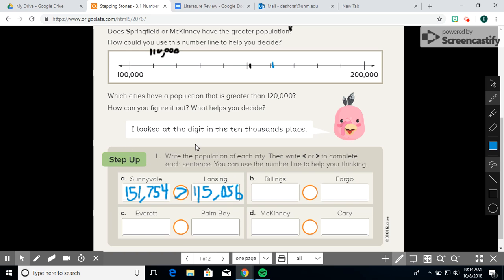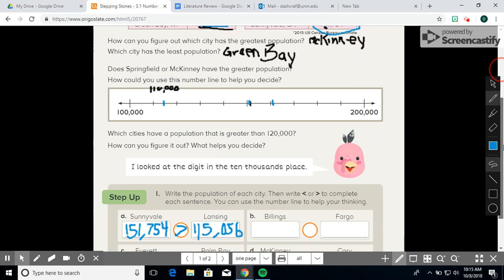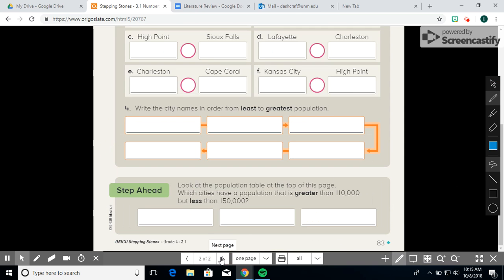You can also put it on the number line. So we have 115,000, which would be about halfway between 110,000 and 120,000. And then I have around 150,000, which is going to be about right here. And I can see that this dot is farther on the number line than this one is, so I know that this is greater. I want you to pause the video and do B, C, and D on this problem, and then start it again when you're ready to move on.